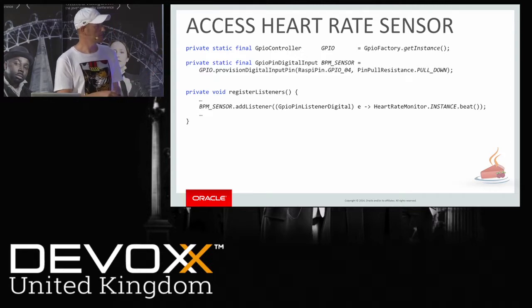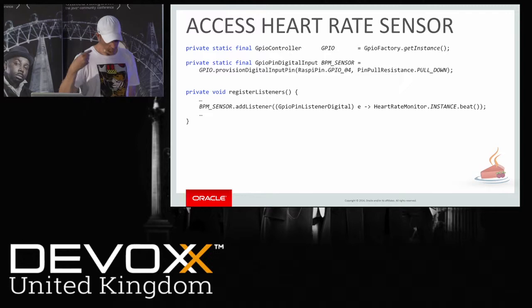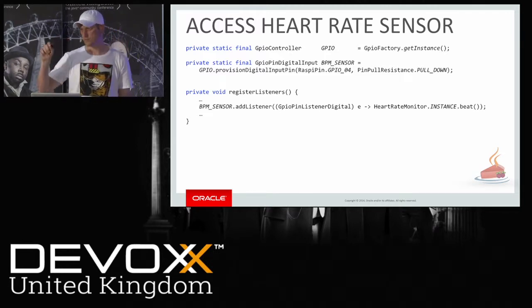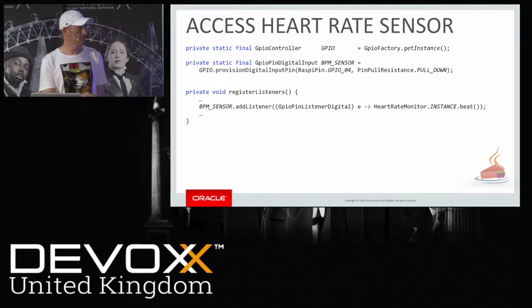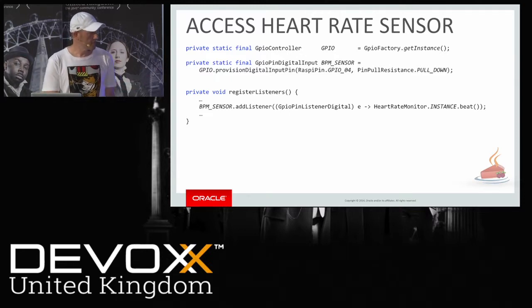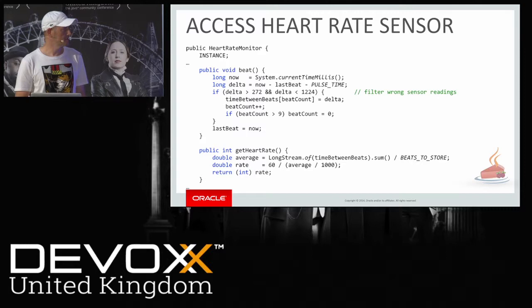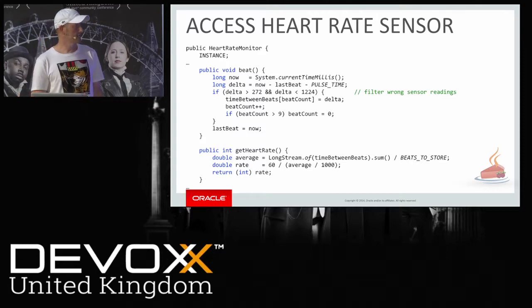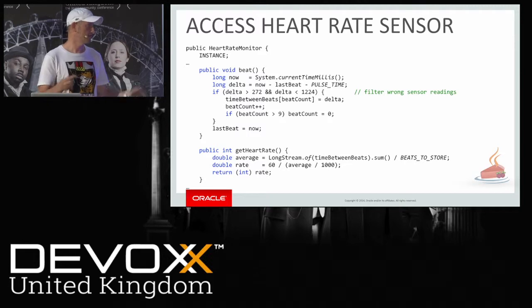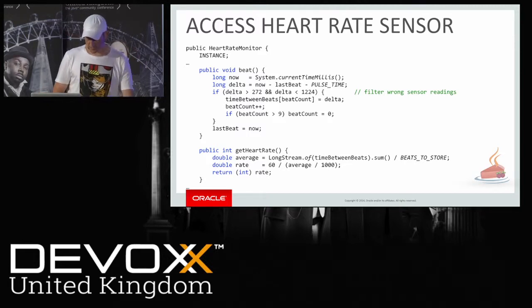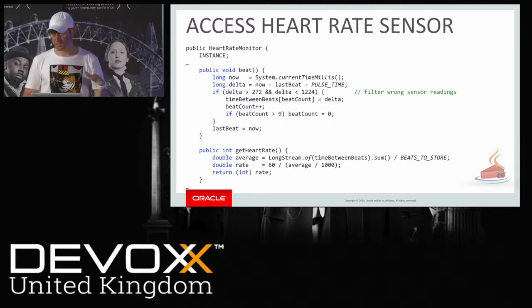And then you only register a listener to it. Every time the pin is high, the listener will be triggered, and then you can call your method. So I just use here a lambda expression and call the beat method in my heart rate monitor. And here I do the filtering. So if it's larger than this value and lower than that value, then I just count 10 beats, build the average, and that's the heart rate.